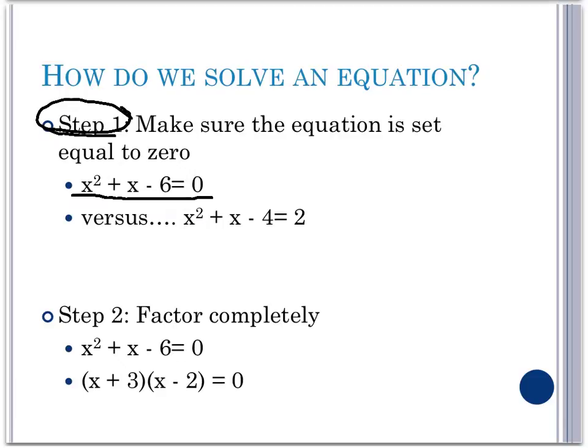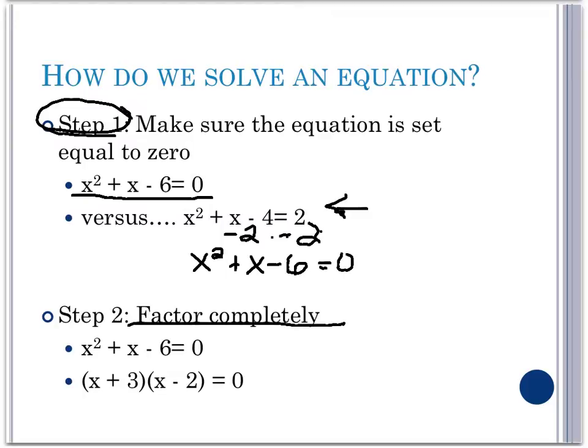Therefore, if we were given the quadratic x squared plus x minus 4 is equal to 2, we would first have to subtract 2 from both sides to set it equal to 0, giving us our original equation of x squared plus x minus 6 is equal to 0. Our next step is to factor it completely, and we saw that x squared plus x minus 6 factors down into x plus 3 times x minus 2, giving us 0.